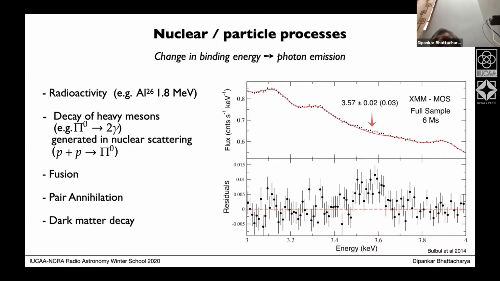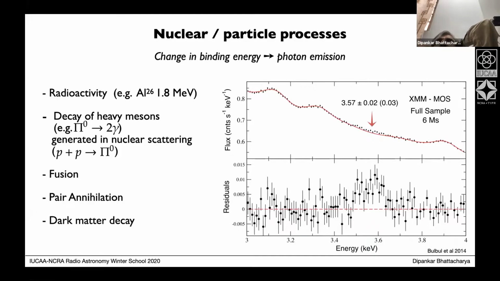So I will leave the electronic radiation processes there and just wind up by mentioning a couple of other processes which also contribute to the emission that we see. This includes nuclear processes like radioactivity. So a nucleus transmutes and produces gamma radiation. For example, aluminum-26 produces 1.8 MeV radiation that's quite widespread in galaxies. So any radioactive nuclide which is produced will generate gamma radiation of this kind.